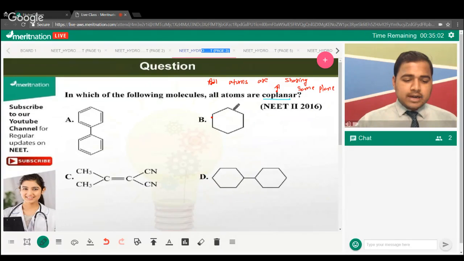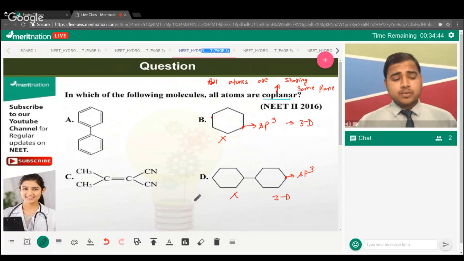So suppose option B. Option B is an sp3 hybridized carbon atom. It means they have a 3-dimensional geometry. They are not on the plane. So this is not our answer. Similarly, these are also sp3 hybridized carbon atoms. Got it? So this is also a 3-dimensional geometry. This will not be the correct answer. Similarly, you can see these are sp3 hybridized carbon atoms. Any one sp3 hybridized carbon atom means they are not sharing a single plane. Got it? So this is also a three-dimensional geometry. So definitely it will not be the correct answer.